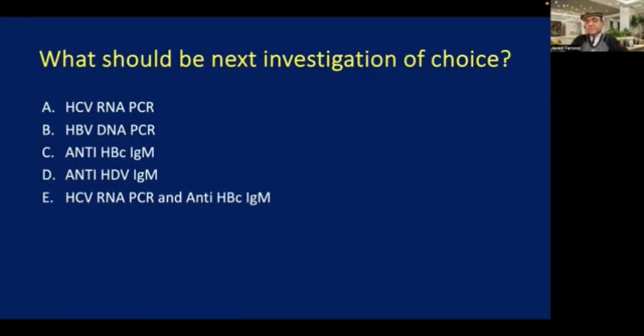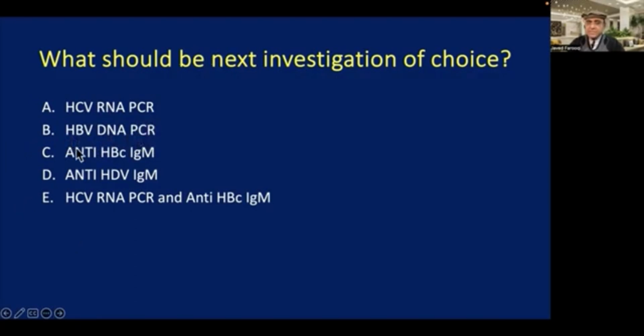So the question comes, what should be the next investigation of choice? There are 5 possible answers. And I will request you that you pick one answer and write it down. So when we proceed, we should know whether we need to be corrected or not. So the first possible answer is you check the HCV RNA PCR. Second answer is hepatitis B DNA PCR.